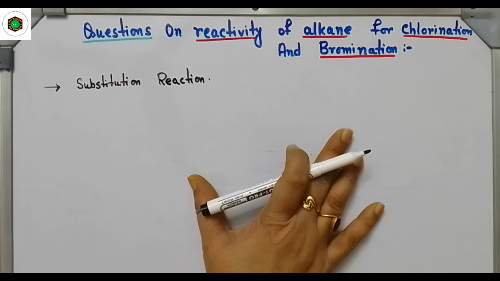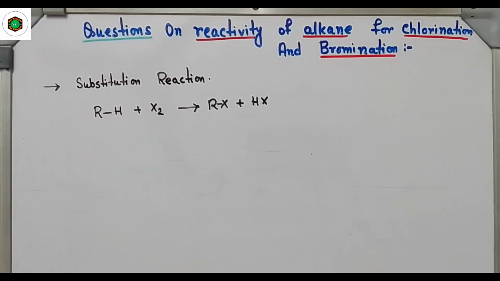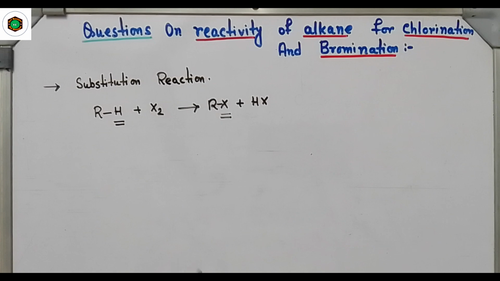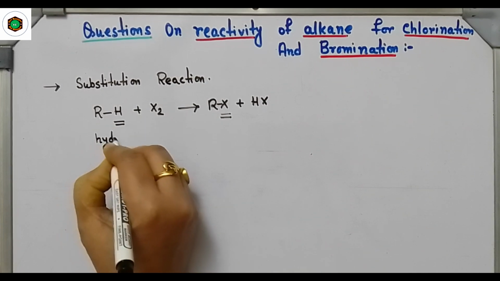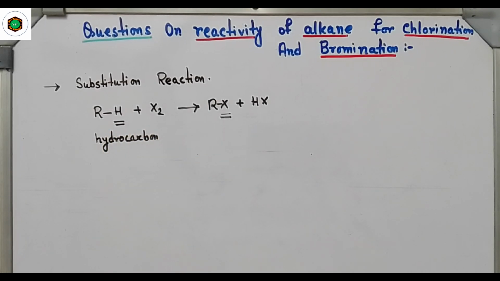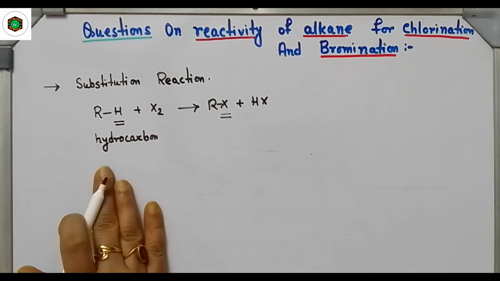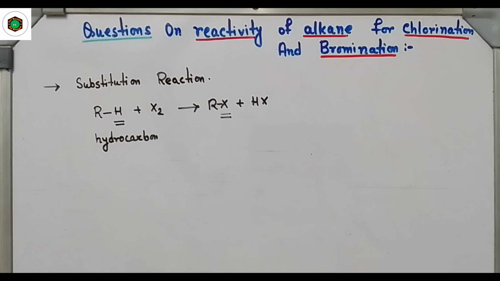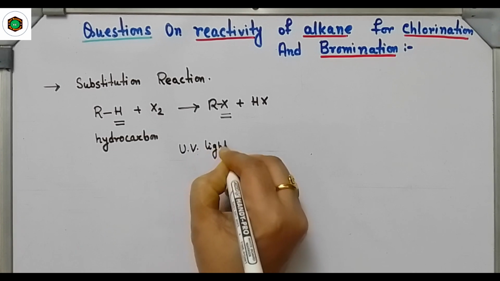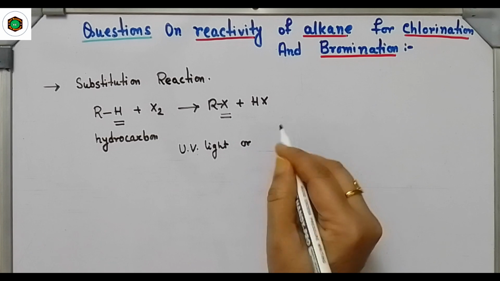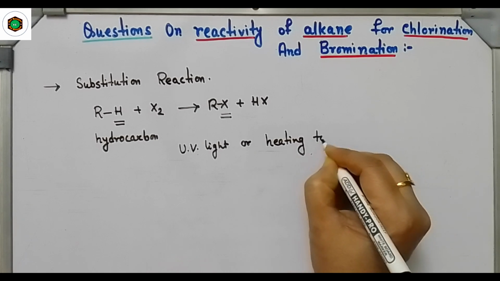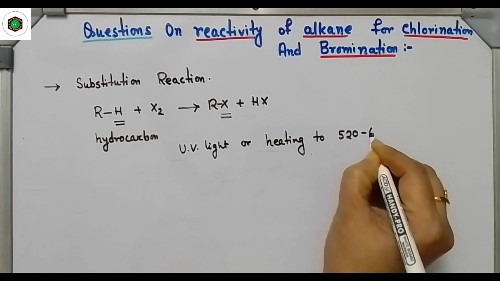Halogenation of alkane is a substitution reaction. In this reaction, halogen replaces one or more hydrogens of hydrocarbon. This is hydrocarbon. So here substitution is taking place. Reaction takes place by treating alkane with a suitable halogen in presence of either ultraviolet light or by heating to around 520 to 670 Kelvin.